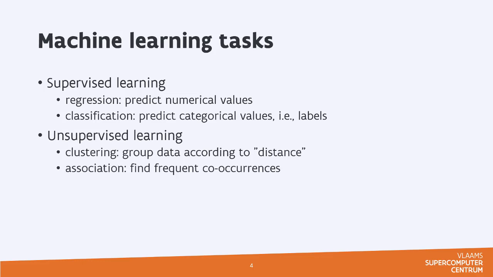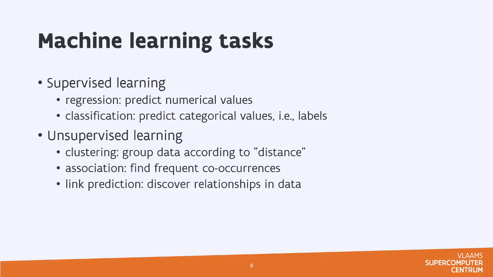Another typical application is association mining. Find frequent co-occurrences. Think of your typical shopping cart in a supermarket or online shops such as Amazon. If a certain customer buys product X and Y, probably he'll also be interested in product Z. So let's suggest that particular product to him.